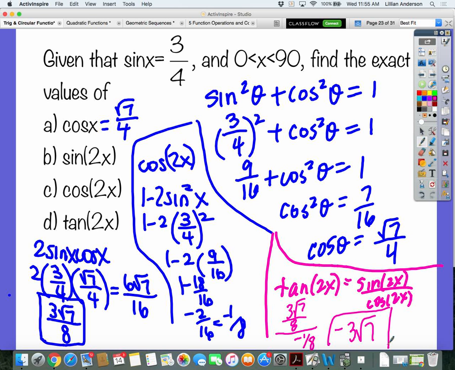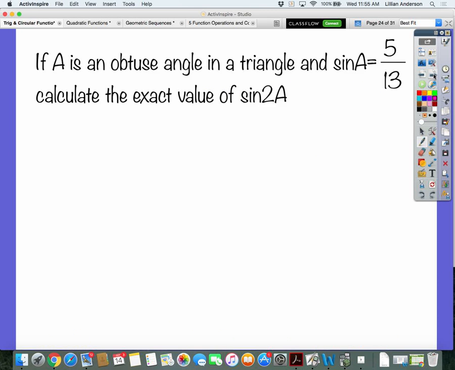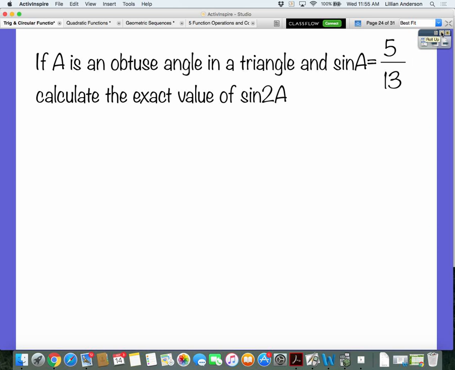We're going to look at another example. What you do on the whiteboard, and if you need to, add it to your notes. Okay? So here we go. If A is an obtuse angle in a triangle and sine A equals 5/13, calculate the exact value of sine 2A.